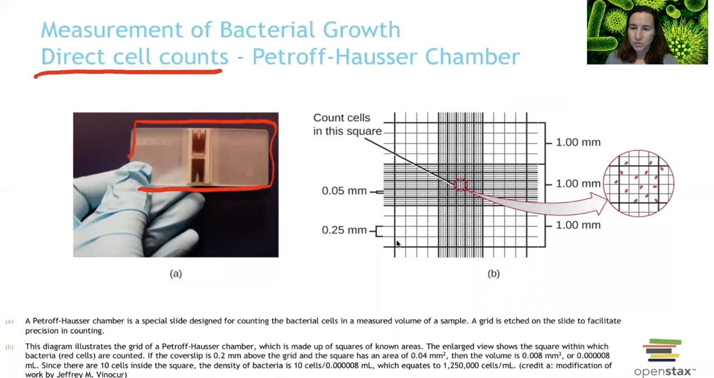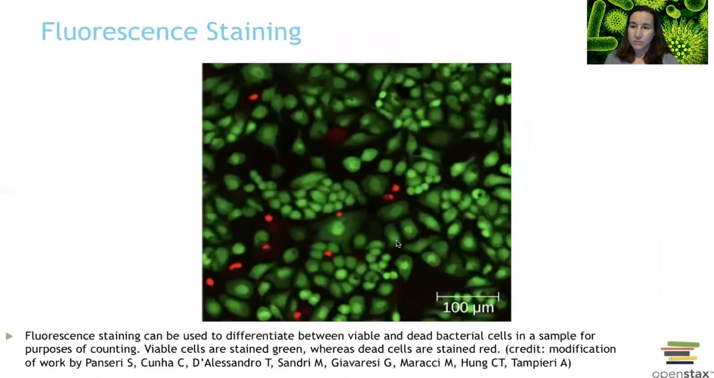You're going to put your culture on there, and when you zoom in on it, when you increase your magnification, you will be able to see this picture over here. Based on the lines on this slide, you can physically count out the number of cells. So this is a method of direct cell counts, using this Petroff-Hauser chamber to count out how many cells you are seeing in here. There are pros and cons of the direct cell count.